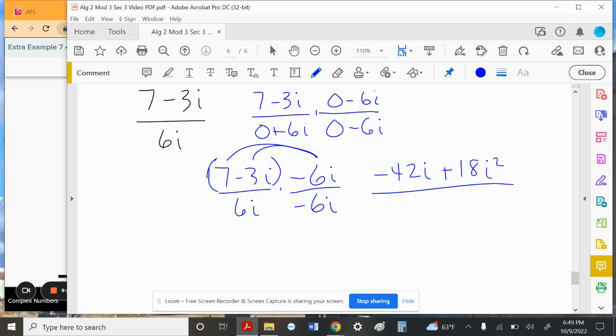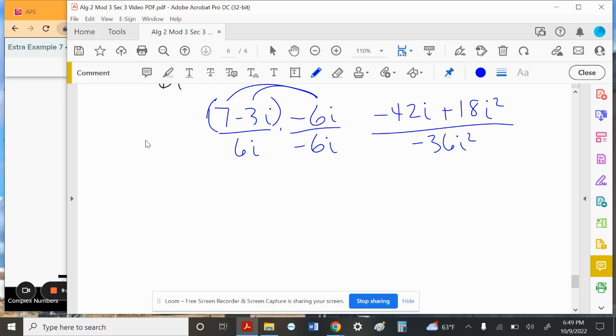So we have I times I, that's going to give me I squared. In the denominator, I have negative 36i squared. Okay, now we know that I squared equals negative 1. We've learned that already. So we have negative 42i minus 18 because I squared is negative. We have another negative down here, so we have positive 36 because we have negative 36 times negative 1.